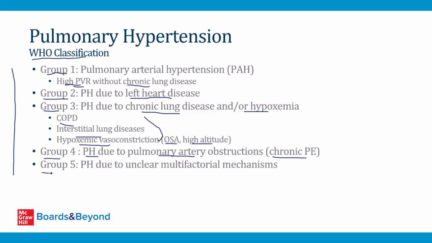And then finally, group 5 is sort of a catch-all group for rare patients who have pulmonary hypertension due to unclear or multifactorial mechanisms. And I won't talk much about this group. It's sort of a special group that you can read about if you wish.